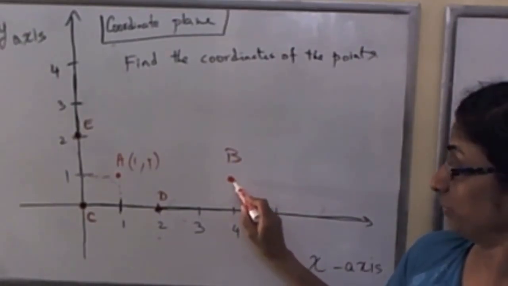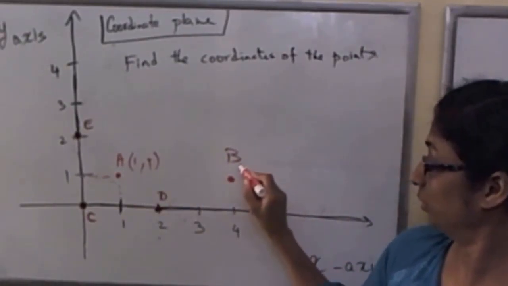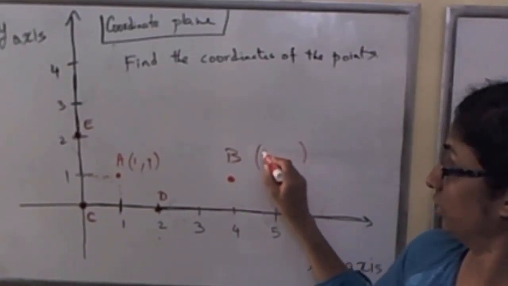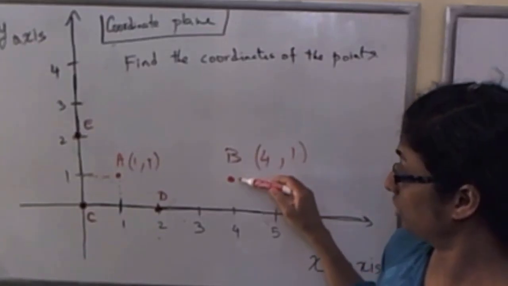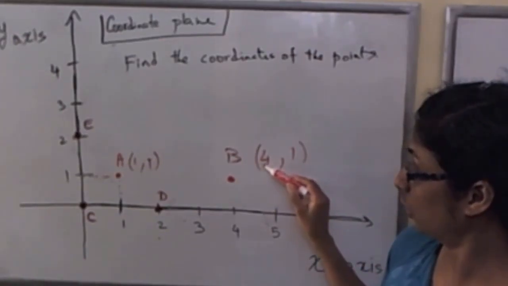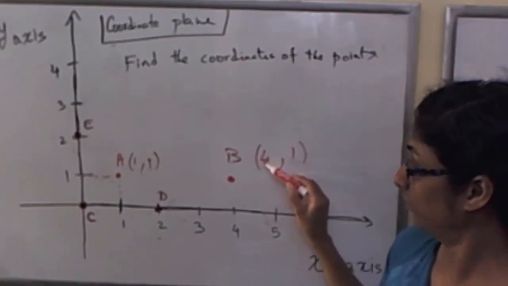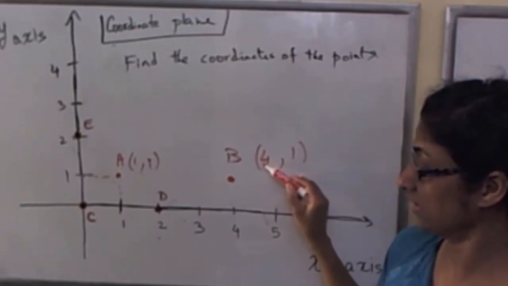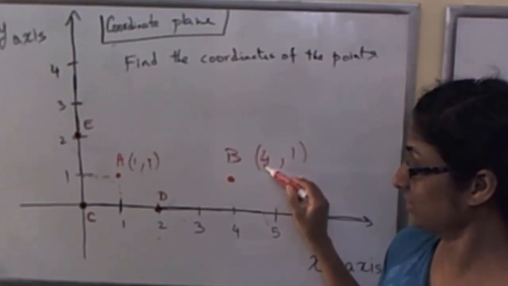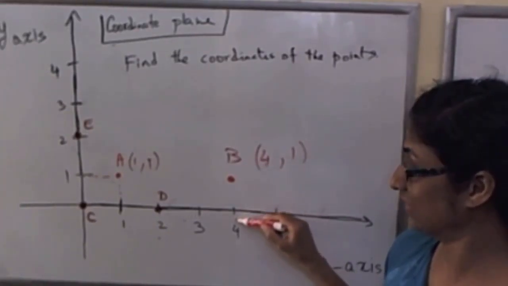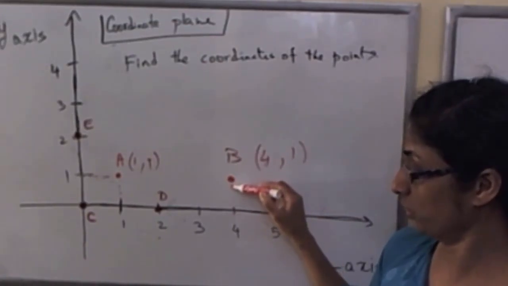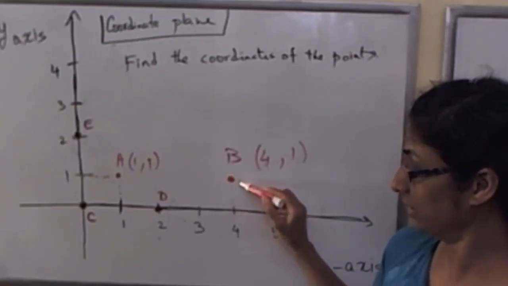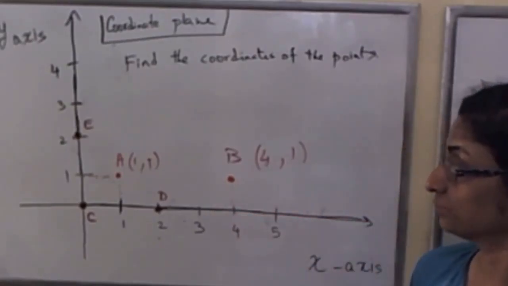But if you do that and repeat that activity, then notice the coordinates of B are 4, 1. Be sure to note that the order is important. The first number that you write is the x-coordinate. That's the number that you will see on the x-axis if you were to draw a vertical line through this point and have that line meet the x-axis.